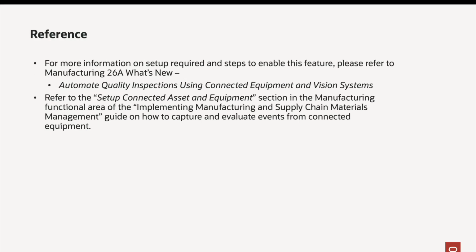For more information on setup required and steps to enable this feature, please refer to the Manufacturing 26A What's New, Automate Quality Inspections using Connected Equipment and Vision System. Also refer to the Setup Connected Asset and Equipment section in the Manufacturing functional area of the Implementing Manufacturing and Supply Chain Materials Management guide on how to capture and evaluate events from connected equipment.